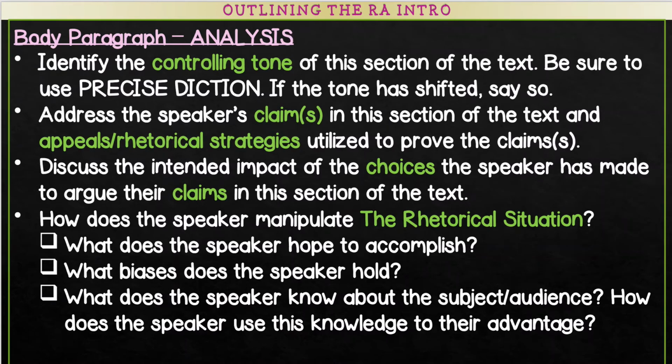What do they do specifically to appeal to their audience, or what do they know about the subject that makes their argument, specifically the claims in this part of the text, more convincing? How do they use the rhetorical situation to their advantage to convince and persuade their audience to believe that their claims are valid and true in this specific part of the text? You can use this analysis strategy to outline pretty much any body paragraph in your rhetorical analysis.